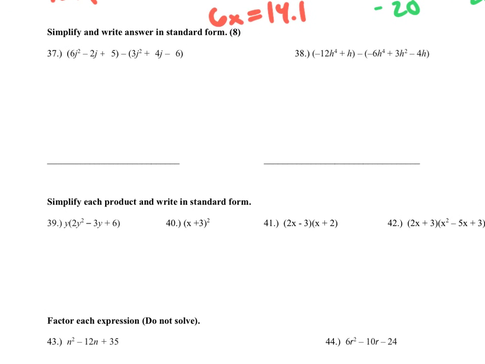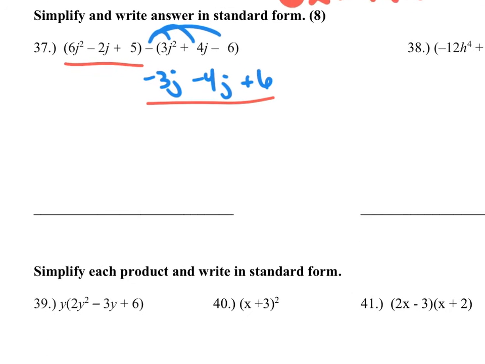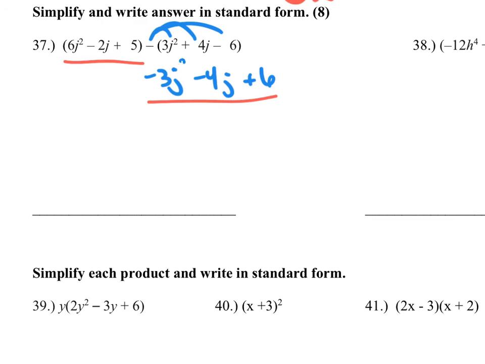So here we're going to simplify and write each answer in standard form. Standard form is where you put the highest exponent out front. We also need to recognize that we've got some subtraction, so we're going to need to distribute. And when we do that, what we'll then have are two groups of 3 that we can put together. Sorry, I left off my squared here.